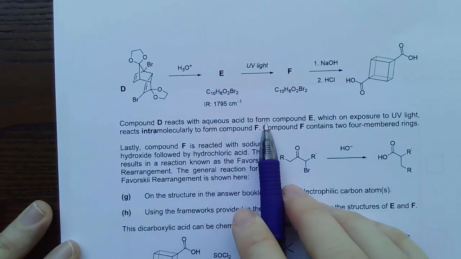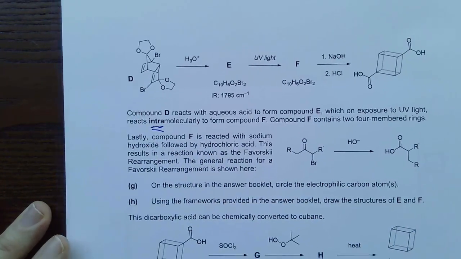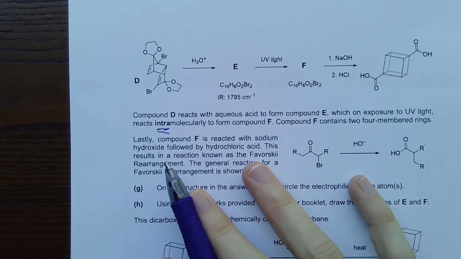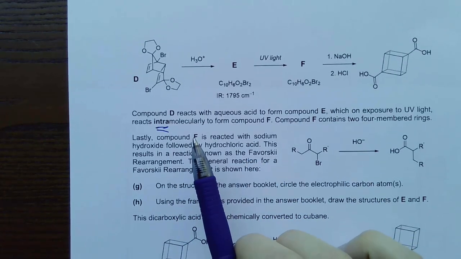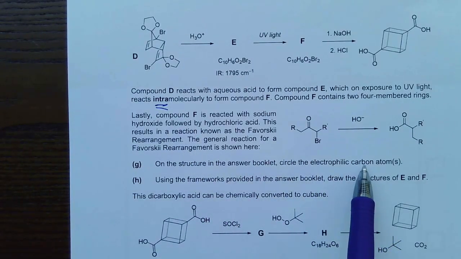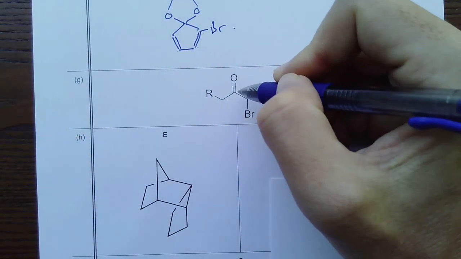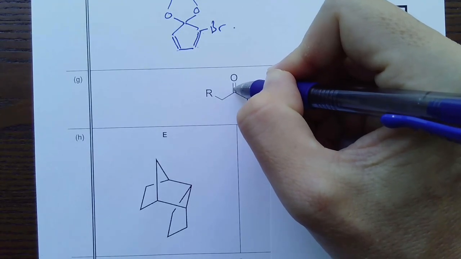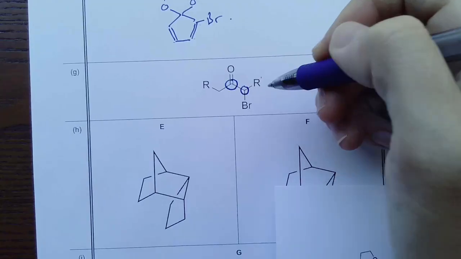Compound D reacts with aqueous acid to form compound E, which on exposure to UV light reacts intramolecularly to form compound F. Right. So, on the structure in the answer booklet, circle the electrophilic carbon atoms in here. So, electrophilic carbons are going to be anything that's a slight delta positive. So oxygen is more electronegative than carbon, so that's going to be electrophilic. And bromine is more electronegative, so those are both going to be electrophilic carbons.